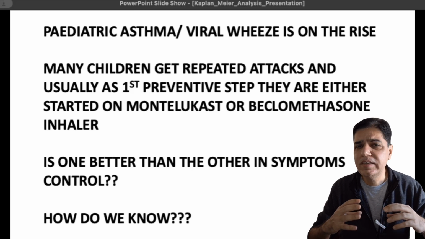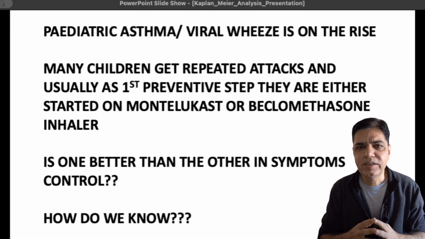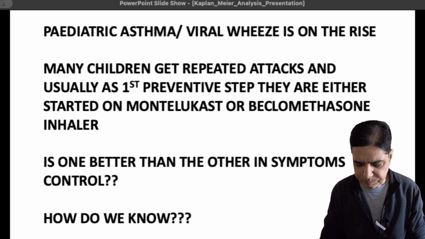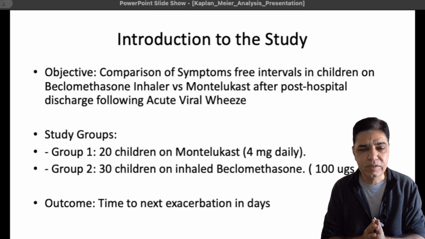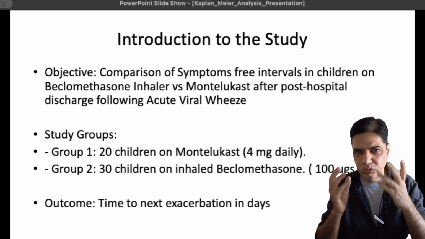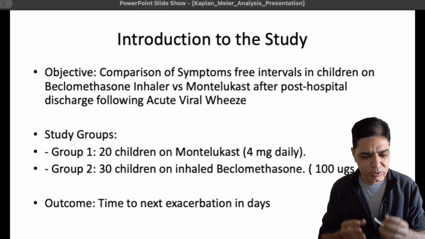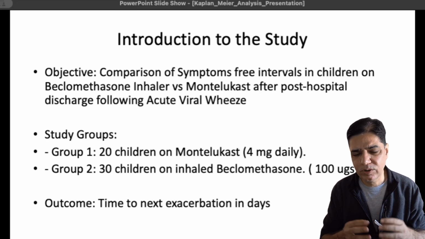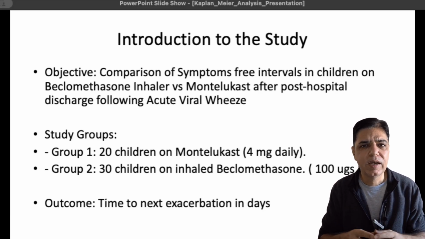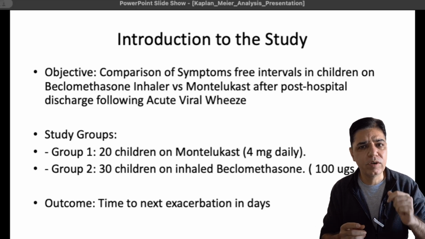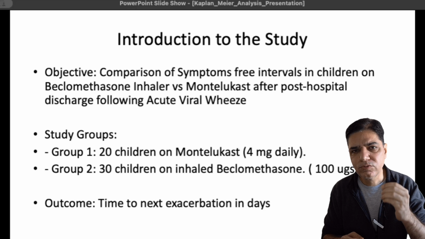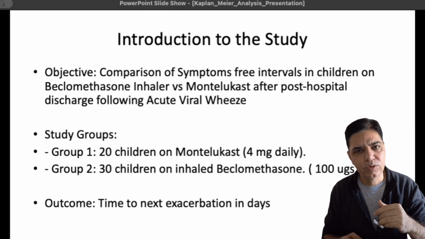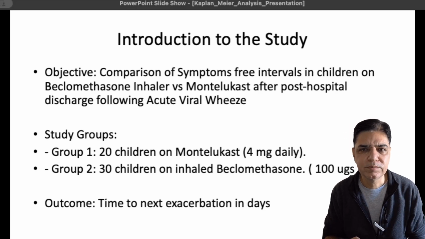So we design a study and we conduct that study, okay? Now, what is that study? The objective is, we will take 2 groups of asthmatic kids. We treat them in the hospital for acute viral wheeze or acute exacerbation of asthma. And once they are being discharged, we say, one group, we are starting you on montelukast 4 milligrams per day, and you will have to take it for 6 months.